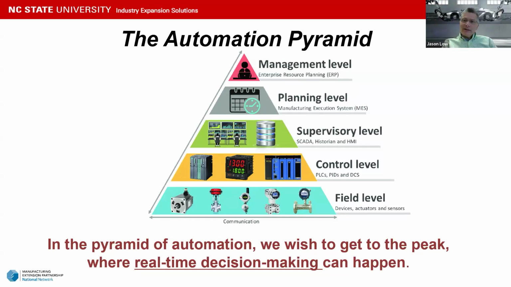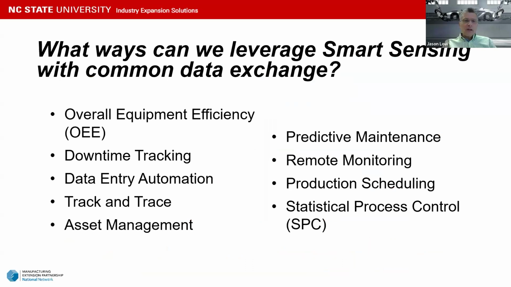And so the historic problem has been about integration and communication. So how we go from one level to the next in the pyramid and share that information. So in the end, what we want to get out of this are things like metrics, right? So we want to know what our equipment efficiency is. We want to know what our downtime is. We want to know where things are.